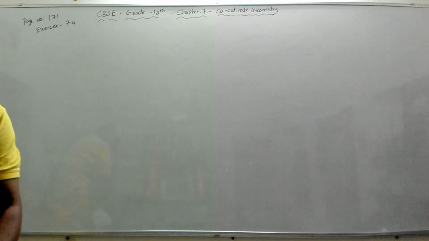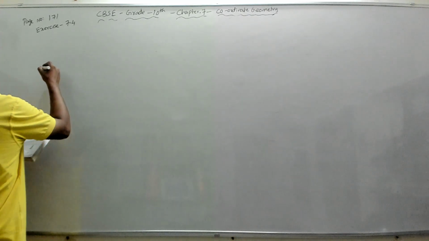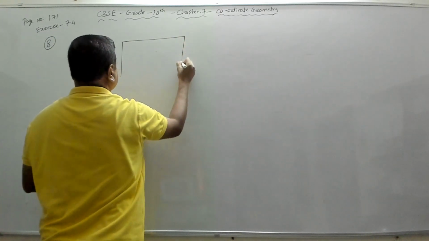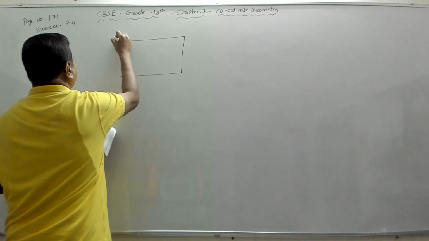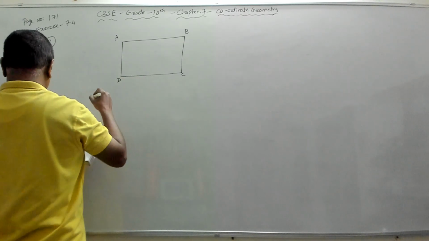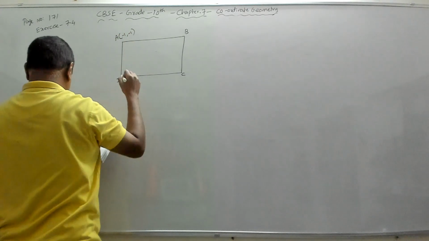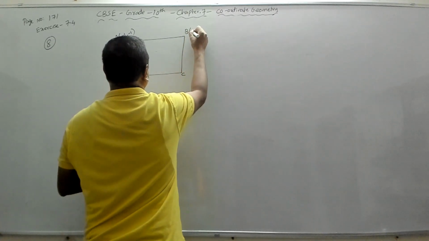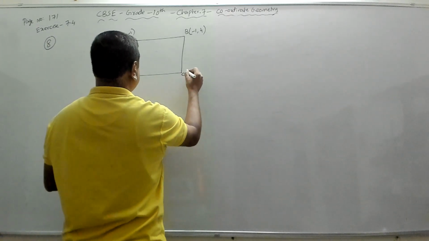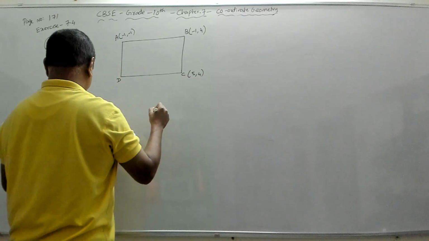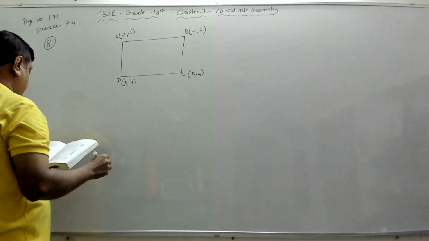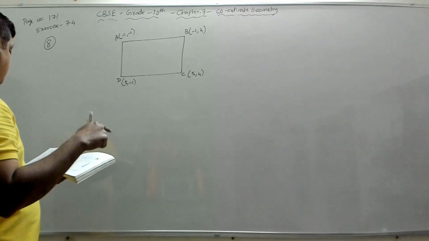Now, the eighth one is: ABCD is a rectangle. So we have ABCD, which is a rectangle, with A, B, C, and D. A is -1 comma -1, and B is given as -1 comma 4, and C is given as 5 comma 4, and D is given as 5 comma -1. P, Q, R, S are midpoints of AB, BC, CD, and DA.